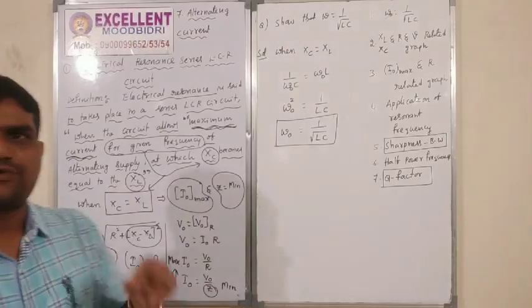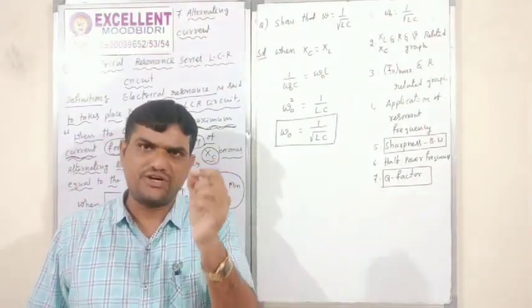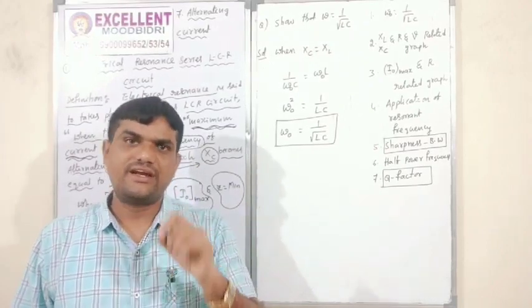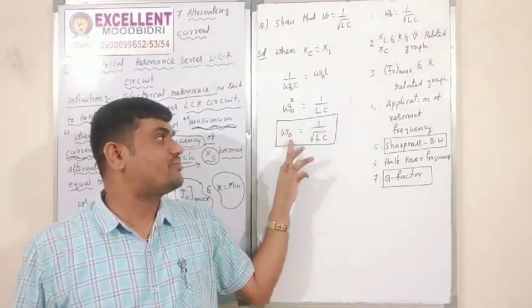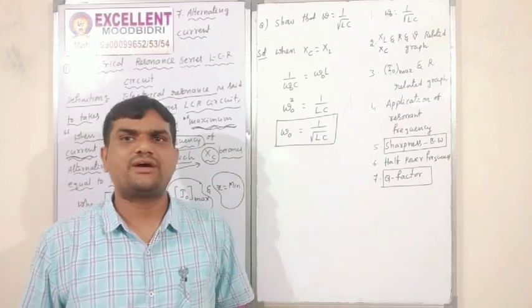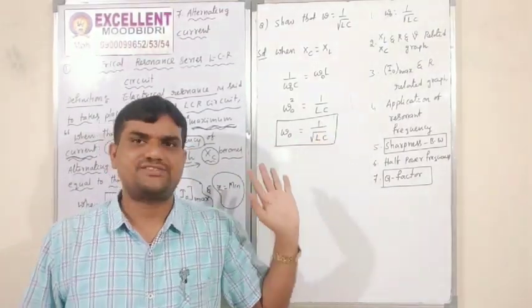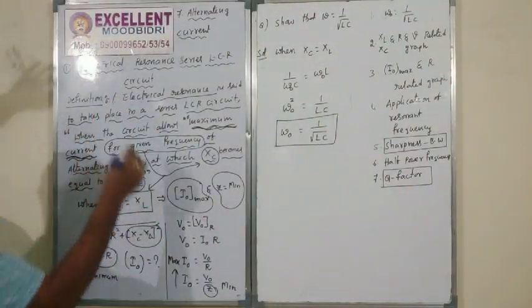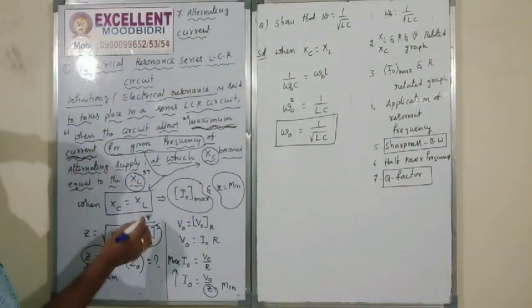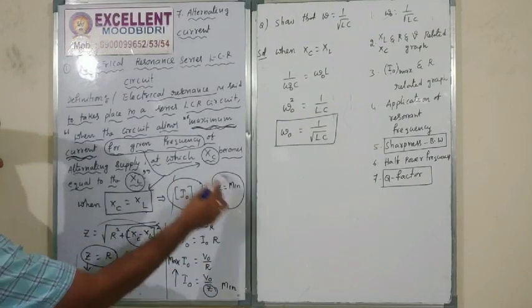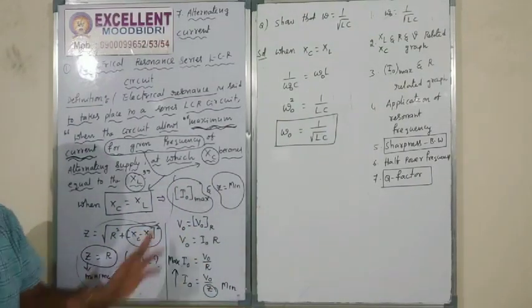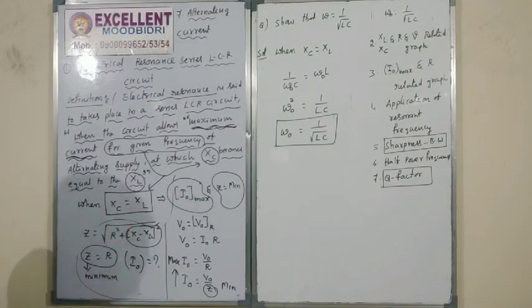The last question: define resonant frequency in an LCR circuit and derive, show that omega naught is equal to 1 by root over LC. Like that they will ask the question. So you can write a definition first. But this part is given for understanding purpose only. This is not required in the examination, but you can write it, no problem. Xc is equal to XL.